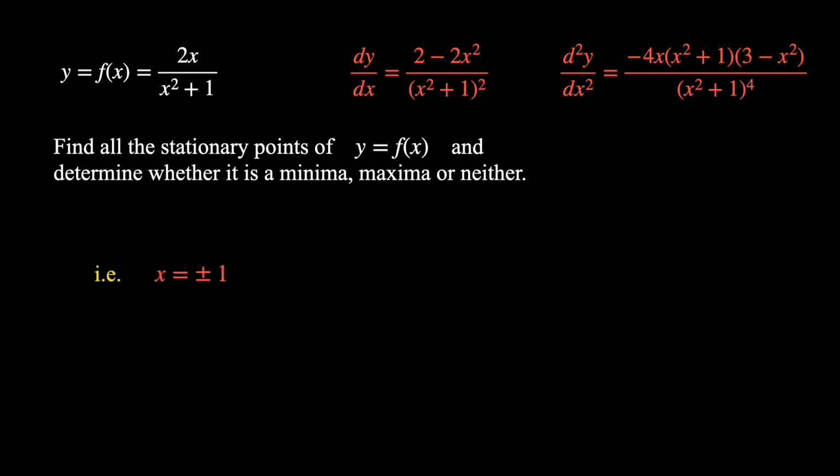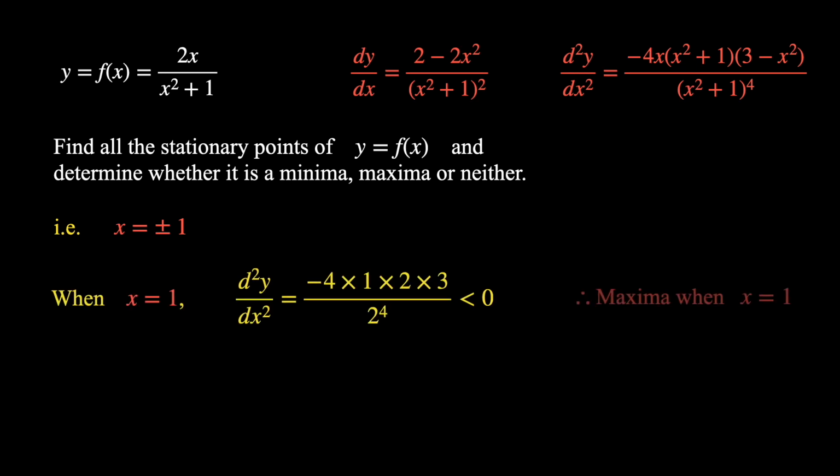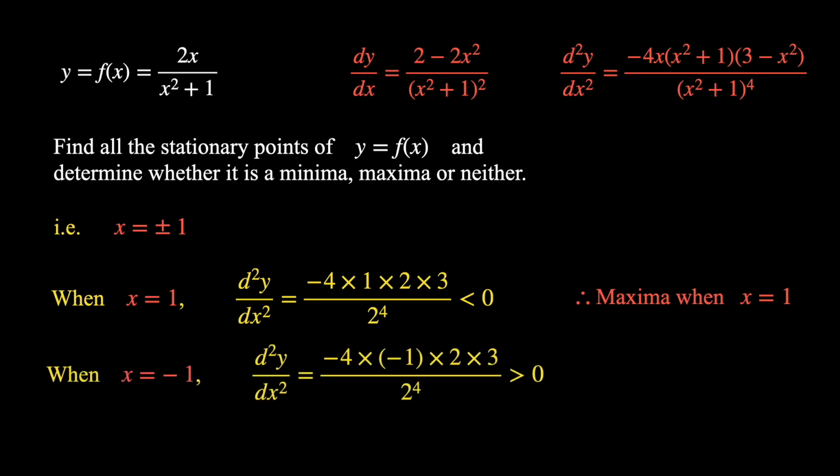When x is equal to 1, we have the second derivative being a negative number. This means that x equals 1 is a local maxima. On the other hand, when x is equal to negative 1, we have the second derivative being a positive number. This means that x equals negative 1 is a local minima.